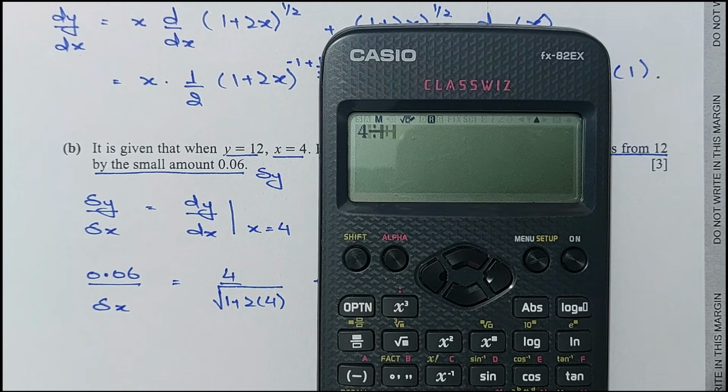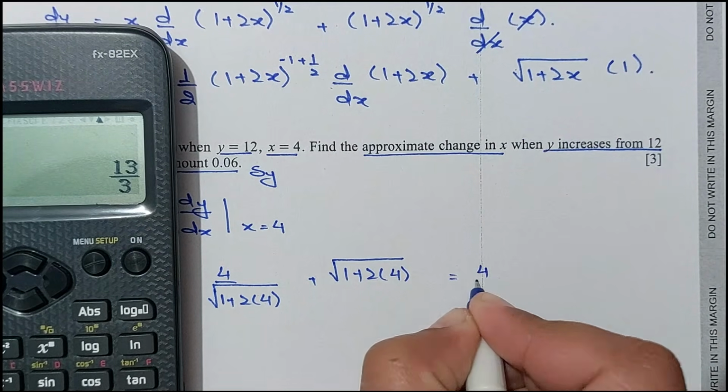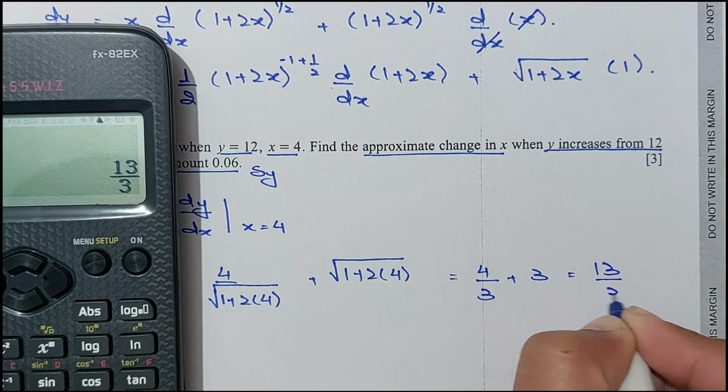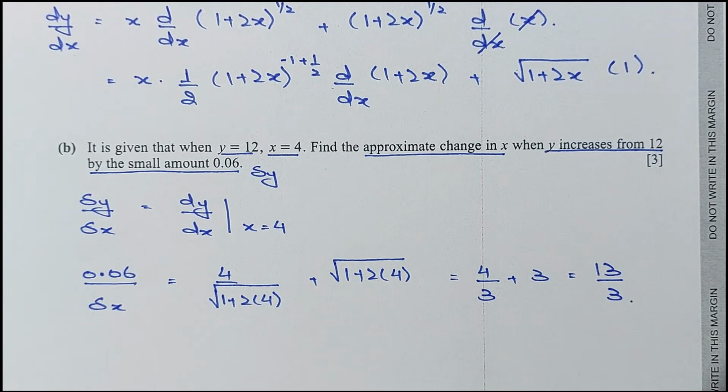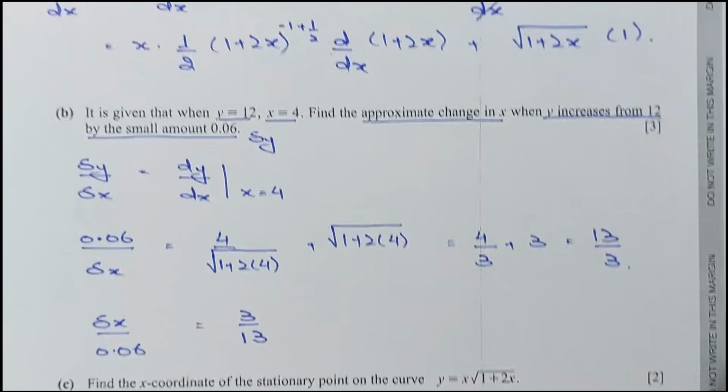So we have 4 by 3 plus 3 is 13 by 3. This is 4 by 3 plus 3. This is 13 over 3. All right, so let me solve for delta x. So delta x over 0.06 is 3 over 13. I did the reciprocal on both sides.